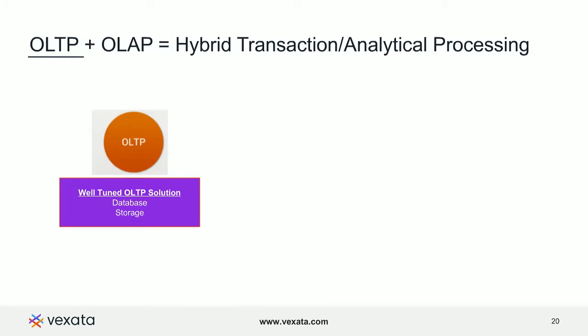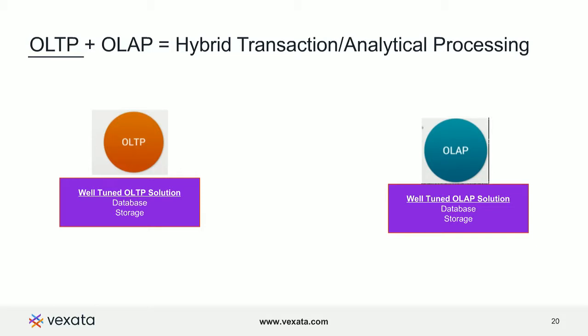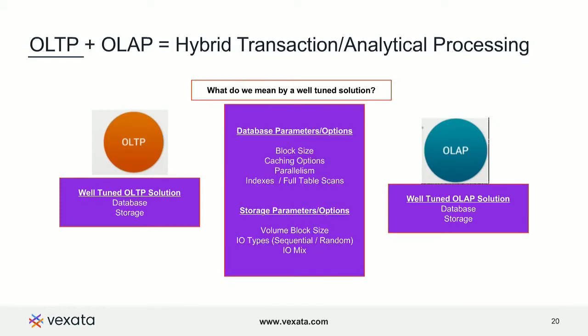So consider a well-tuned OLTP solution. An OLTP solution has various components: database, storage, network, security, etc. But for this presentation, let's consider the top two components, database and storage. And also consider an OLAP application, a well-tuned one. So here, what do we mean by a well-tuned solution?